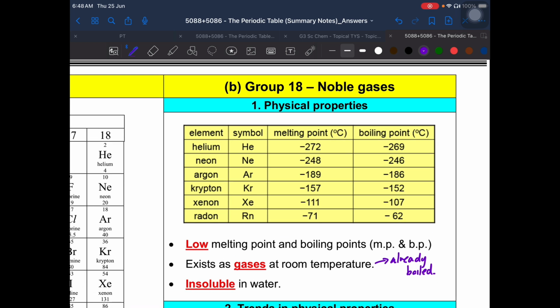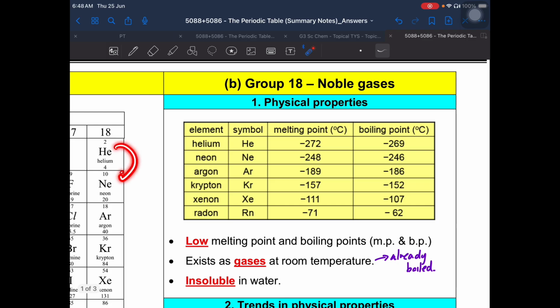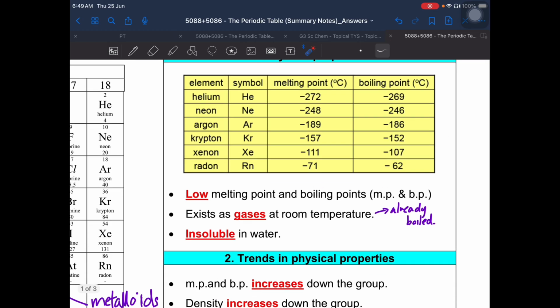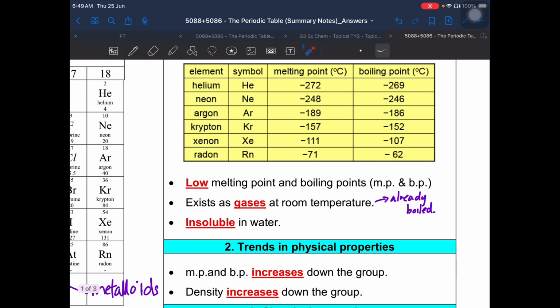But what patterns do we see? I think reading patterns is important. If you look at all these trends here, what do you see as you go down the group? Down meaning that you move from helium to neon to argon to krypton, and so on, as you go down the group. You realize that this melting point gets less and less negative. This boiling point gets less and less negative. So what this tells us is that the boiling point and melting point actually increase down the group. So this is about reading trends, reading data. What else do we know is that the density also increases down the group. So they get denser and denser as you go down the group. Alright, so that is the two-part straightforward physical properties.